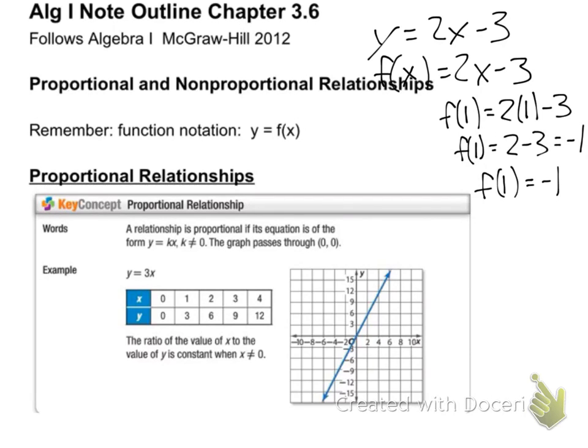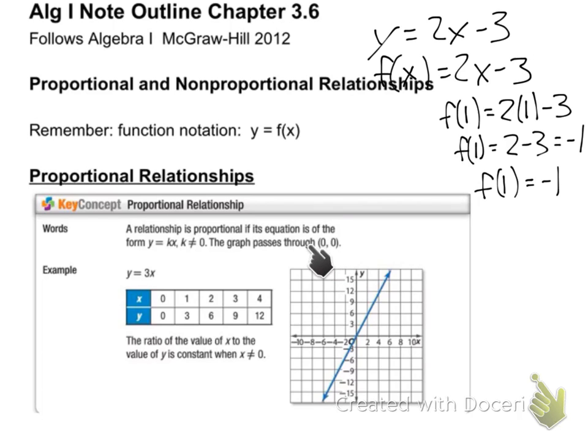Wait a minute. What is y equals kx again called? It had a name. What was that name? It's not function notation. Y equals kx. It was a special name to it. We just did this the other day. Direct variation. Thank you. Direct variation, guys. And we made some connections with direct variation. One of those connections was that all direct variation equations will pass through 0, 0.